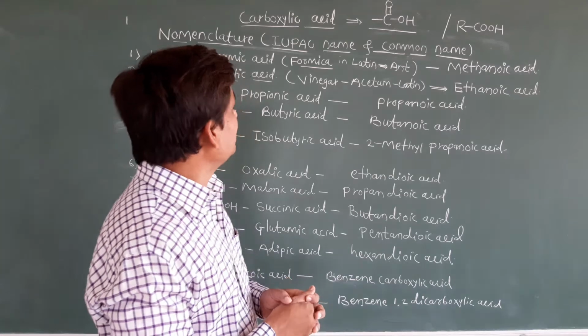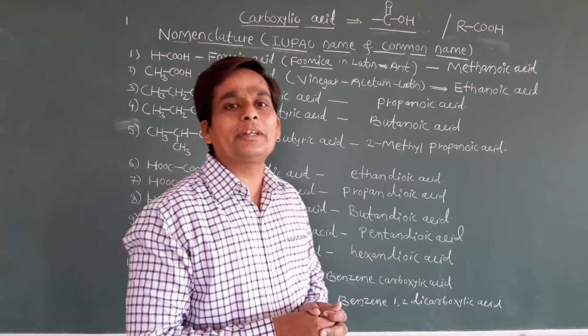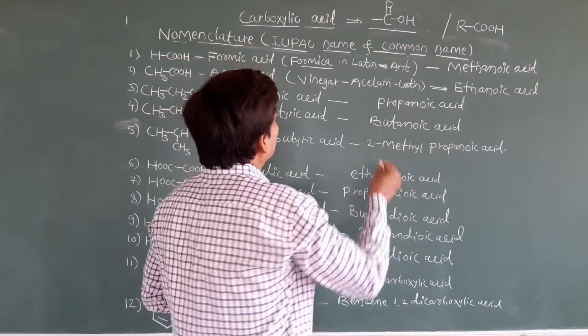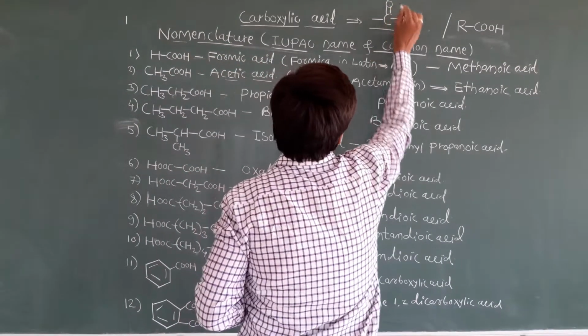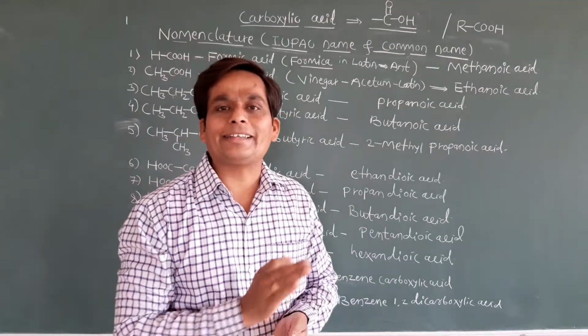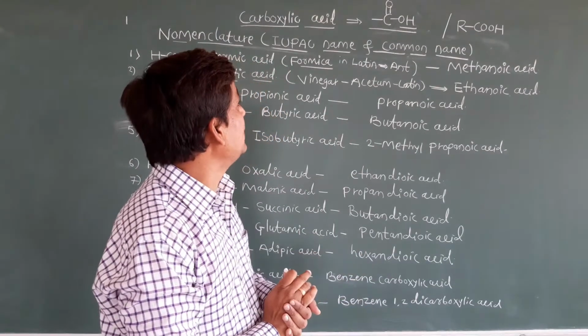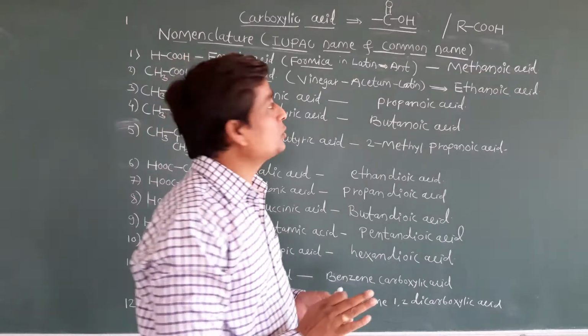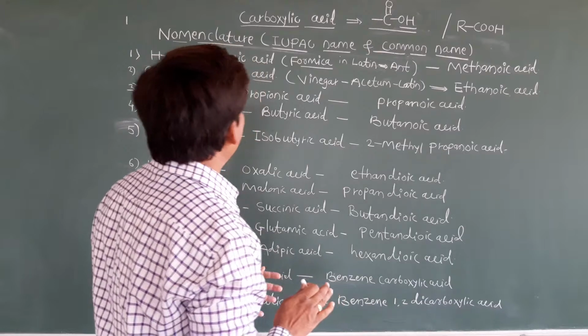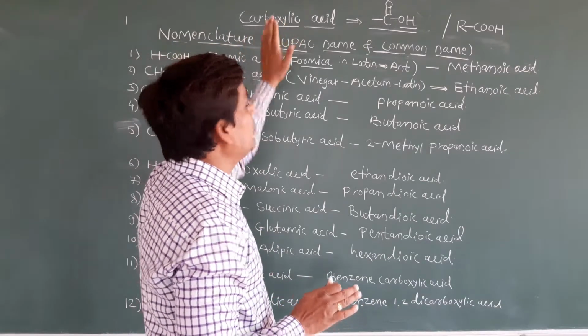So carboxylic acid, first of all you see how we can represent the carboxylic acid. This is how we can represent it, just see here, C double bond O OH. This is the functional group of acid, any acid containing this carboxylic group. This is a very important organic compound, carboxylic acid. Now we will see how this carboxylic acid name will come.